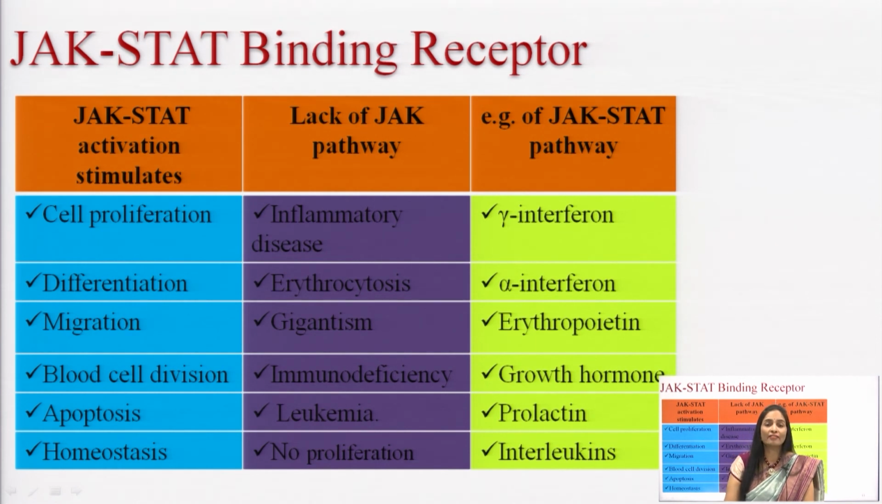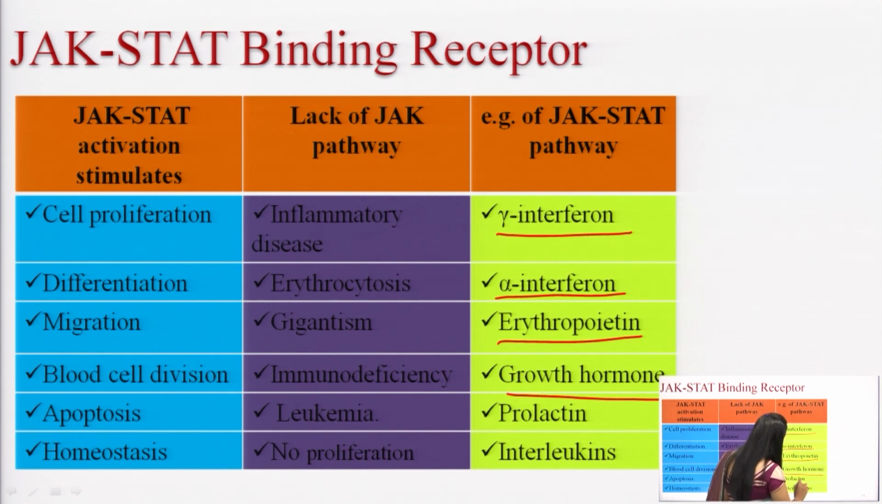In this slide we are going to see how JAK-STAT gets activated, what happens if there is any lack of the JAK-STAT pathway, and what examples fall under JAK-STAT. First, the examples of the JAK-STAT pathway: gamma interferon, alpha interferon, erythropoietin, growth hormone, prolactin, and interleukins.